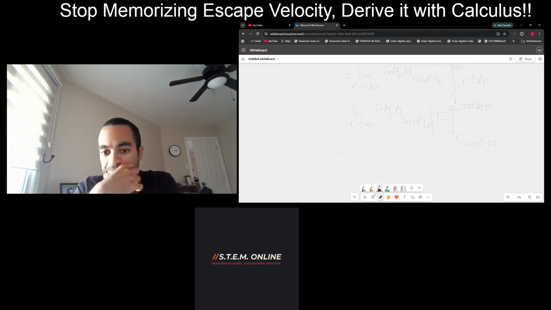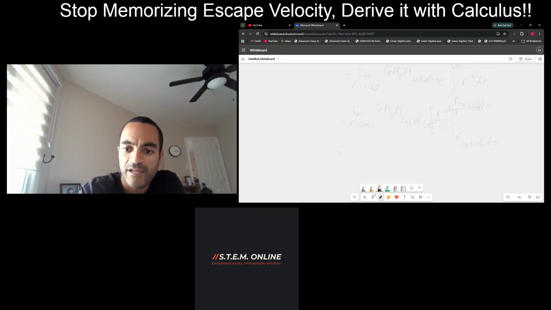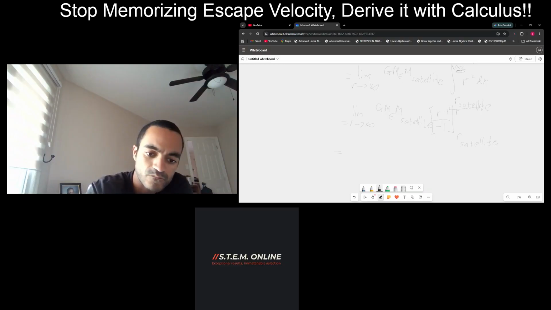Okay, so we're integrating from r satellite to R. By the way, I'm denoting R as it's approaching infinity, so I sort of made a boo-boo there. Put R there as the upper limit of integration. So now we have the limit as r satellite approaches infinity.